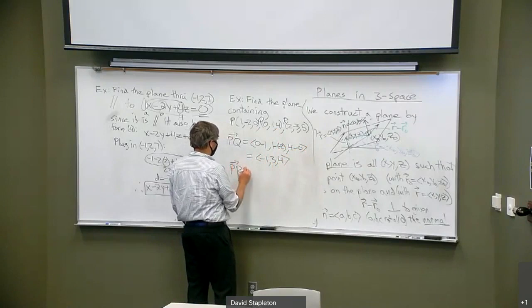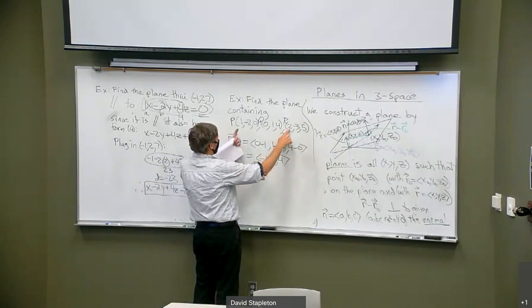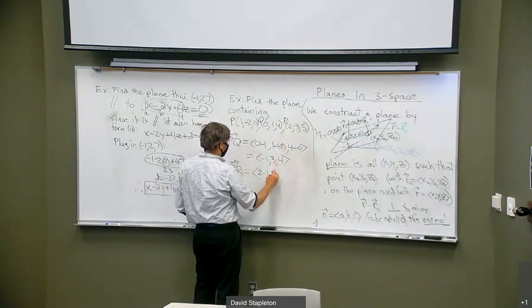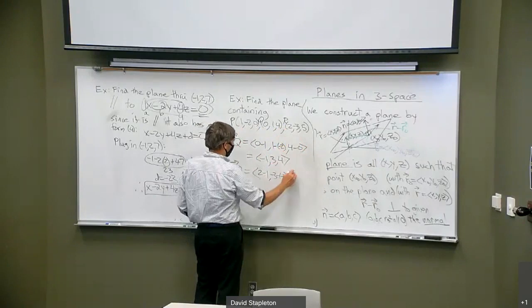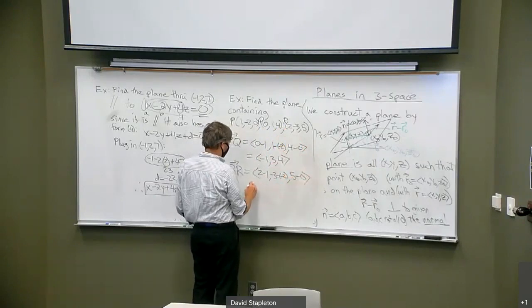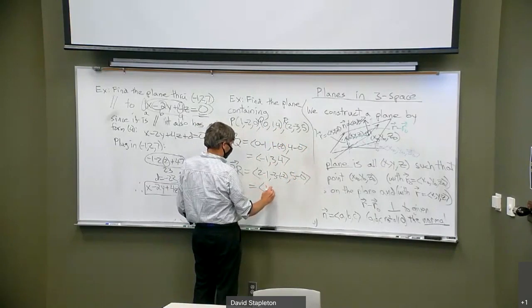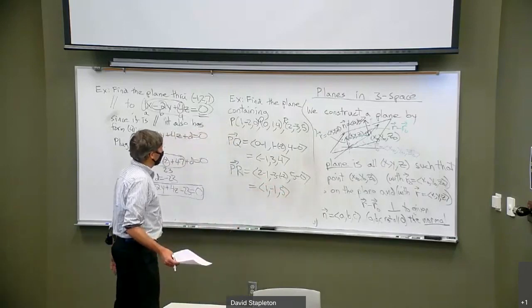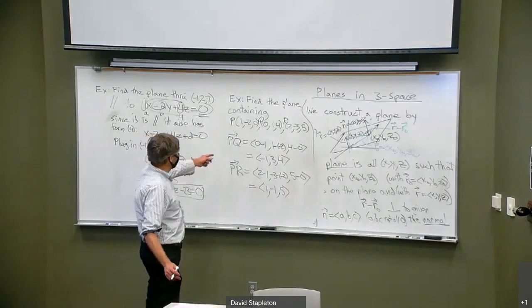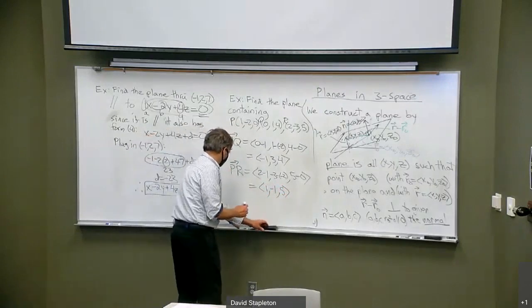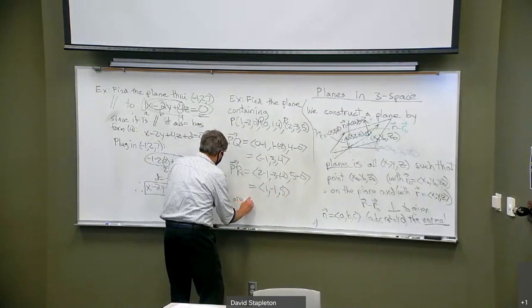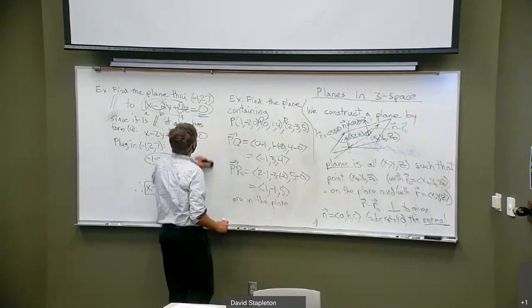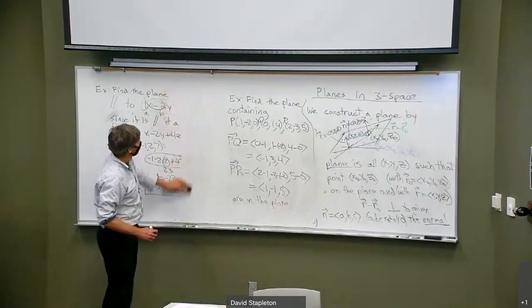To R, say, by subtracting the R coordinates minus the P coordinates: 2 minus 1, minus 3 minus negative 2, and 5 minus 0. So the vector from P to R is 1, -1, 5. These are two vectors in the plane, right? Because each one of them goes between two points in the plane. Now you ask yourself, how can I find a vector perpendicular to the plane given two vectors in the plane? Go back to last lecture.